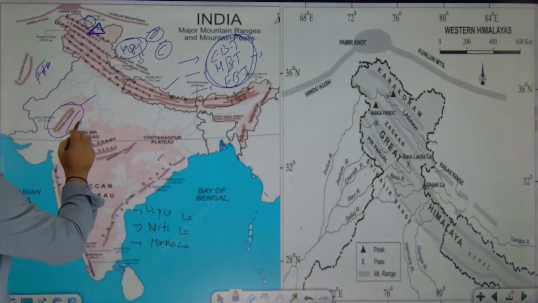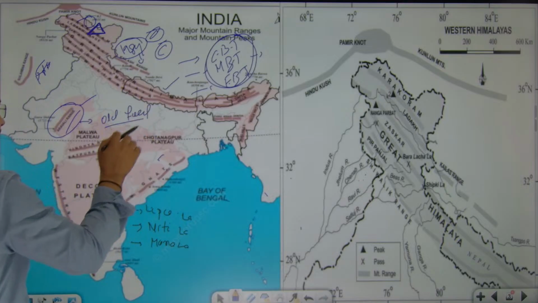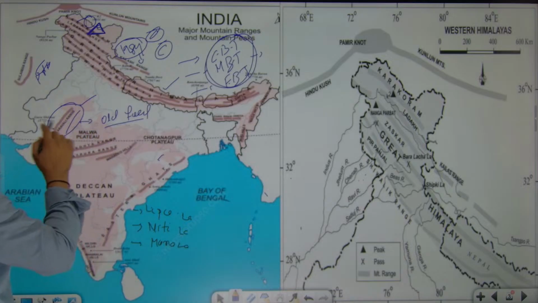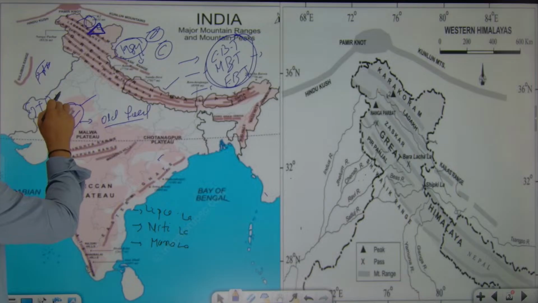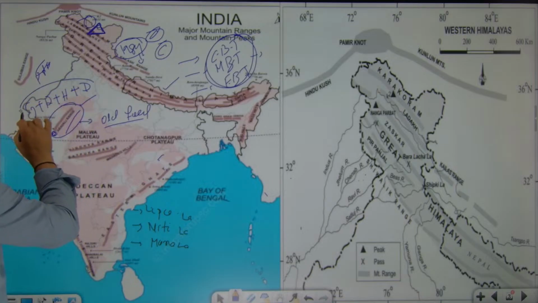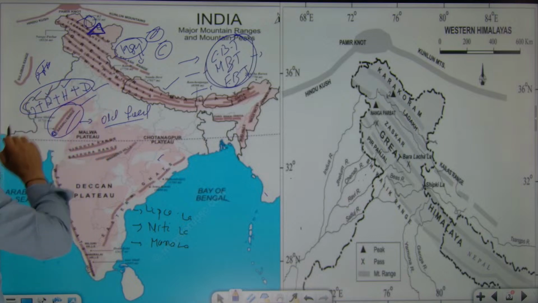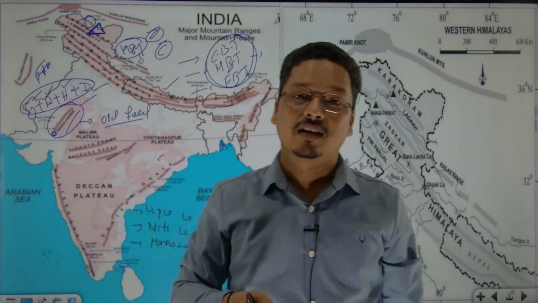Now this one is the oldest, I would say, the old fold mountain. Basically, it starts from the border of Gujarat. The Aravalli passes through Gujarat, Rajasthan, Haryana, and Delhi. Delhi is a UT, and the others are states. So the Aravalli passes through like this. Sometimes people also call it the residual mountain.